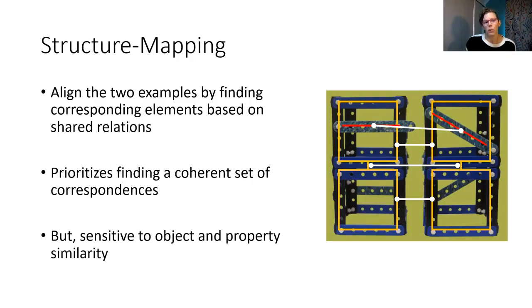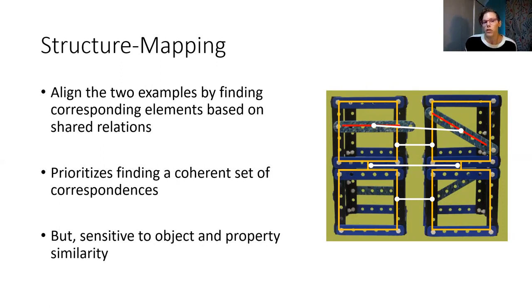In structure mapping, it also prioritizes a coherent set of correspondences. So it's not just willy-nilly any relation that matches. Like we don't put this top square with this bottom square because they're not playing the same role in the larger structure of the buildings, right? So it's governed really by these deeper, more coherent structures.